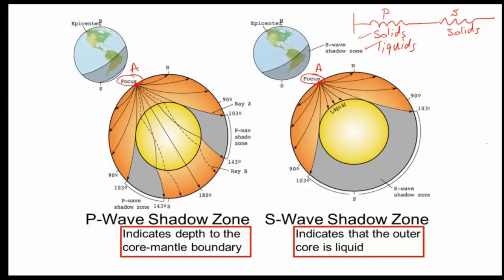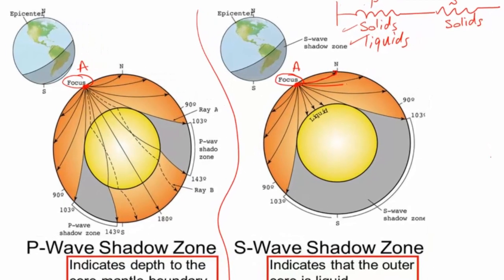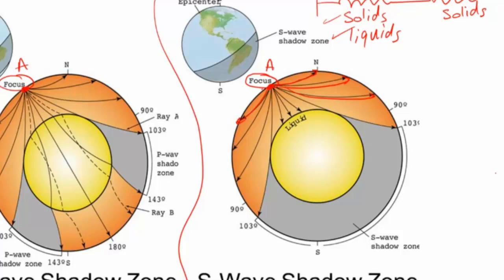Both waves start together at the same time, starting from the focus. So let's assume that the focus is at point A, and let's study the S wave, which is this part. The S wave will move normally inside the Earth and reach the stations everywhere, distributed all over the world.